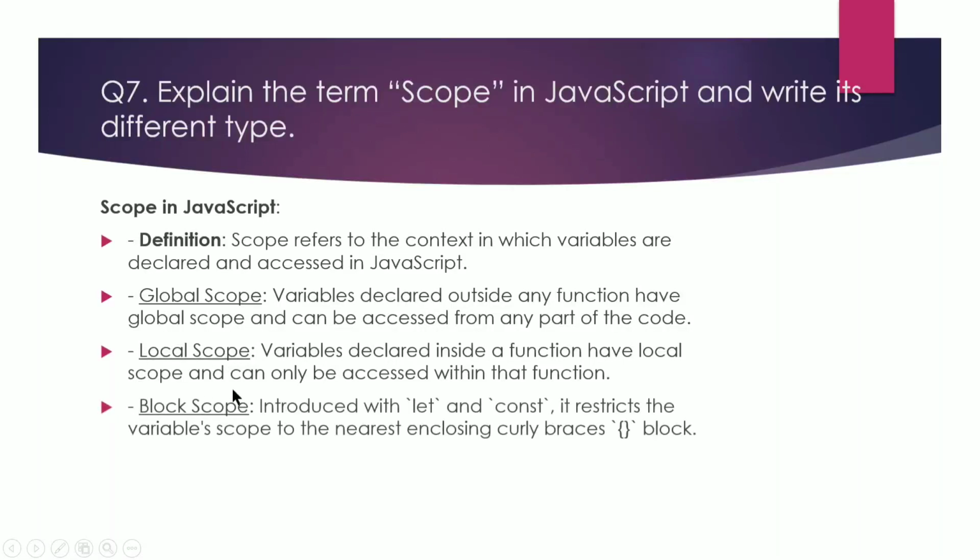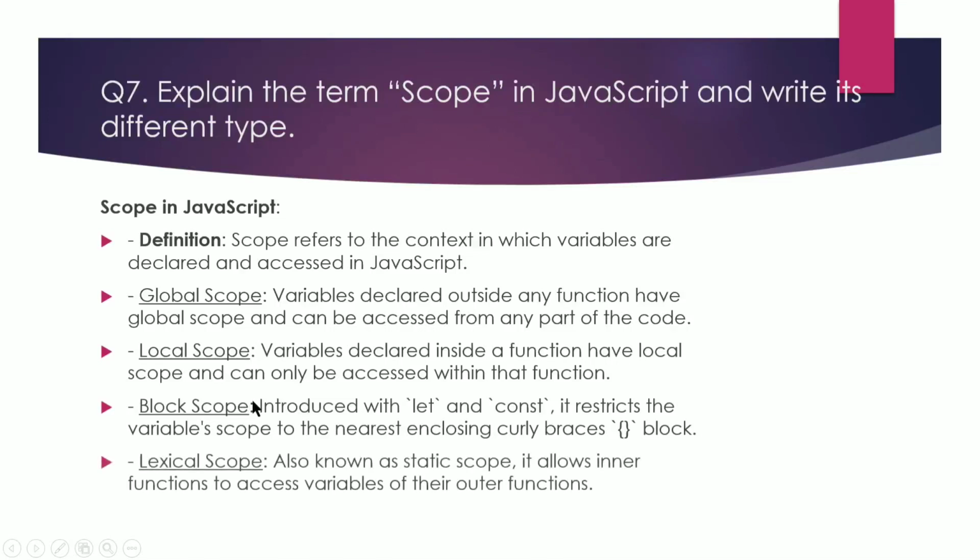The next is block scope. You might have used let, const kinds of things. These variables are used for making block scope variables. Now let's move ahead.